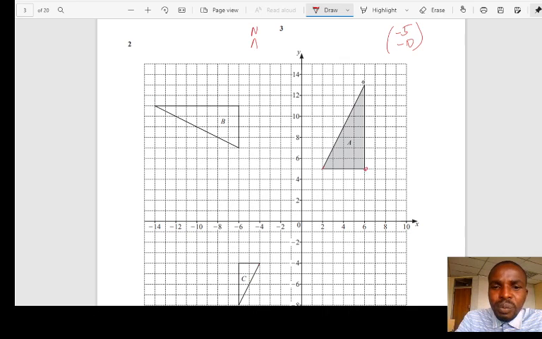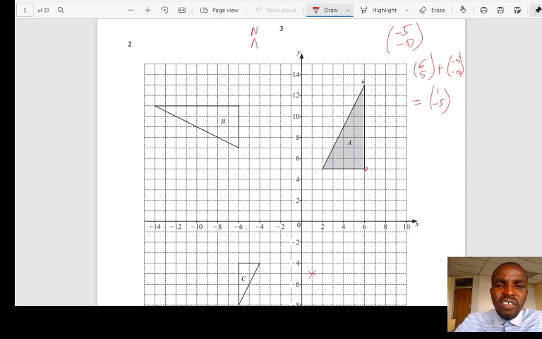Like here, this point is x 6, y 5. So this one will be 6, 5, then plus the vector minus 5, minus 10. What do you get? 6 minus 5 is 1. 5 minus 10 is minus 5, because 5 plus minus 10 is 5 minus 10, which is minus 5. That will be the coordinate of this point, x 1 and y minus 5. So it will be like this.